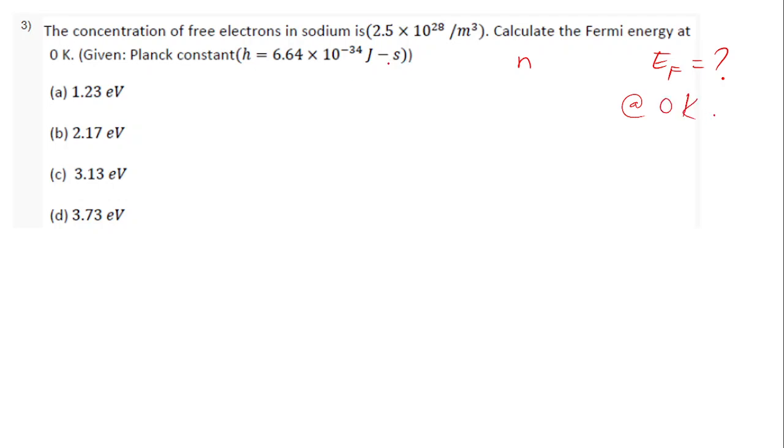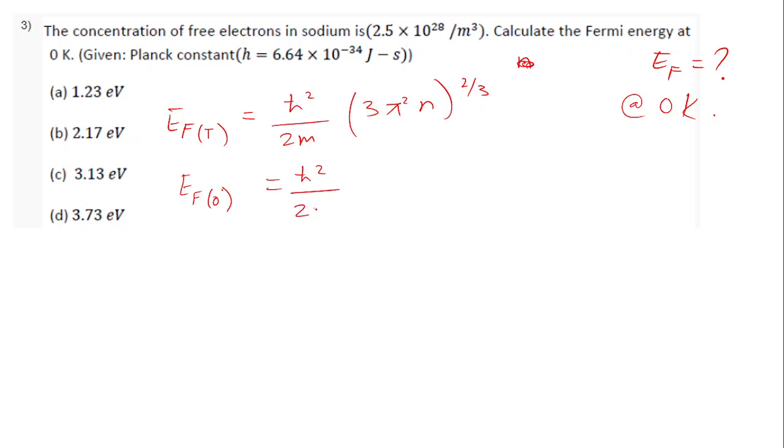Given this is Planck's constant. Now we know that the Fermi energy at any particular temperature is given by h bar square divided by 2m, times 3 pi square n to the power 2 by 3. This is the formula. Here n is given, and we have to find out at T equal to 0 Kelvin. To find the Fermi energy at 0 Kelvin, it will become h bar square by 2m.